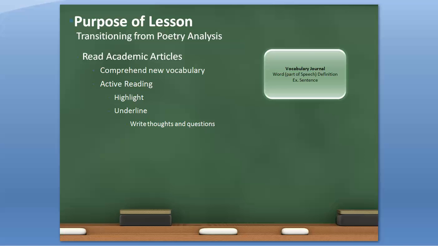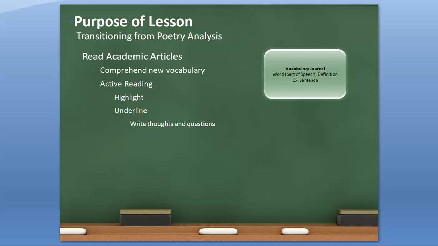Underline things that are new to you, things that are interesting to you. It's your choice how you want to do it. You come up with your own style. But the point is, you need to engage with the article. Again, as you're reading, write down thoughts that you have. Write questions that you have about things in the article. This is what it means to actively read.